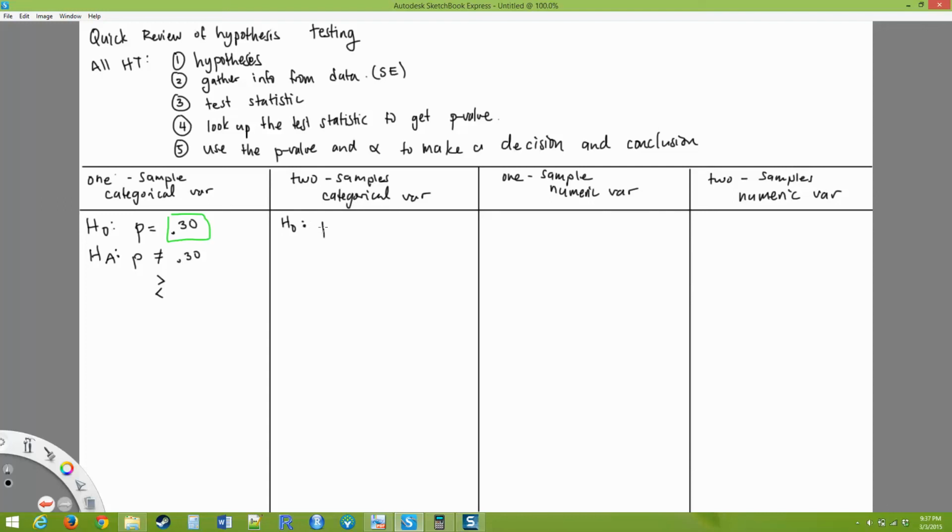And I have p1 and p2 for 2 samples. So p1 minus p2 is equal to 0, and the alternative is something other than that. Maybe I'll just do greater than 0, or again less than 0 or not equal to, depending on the problem.